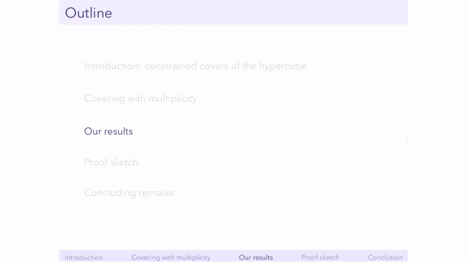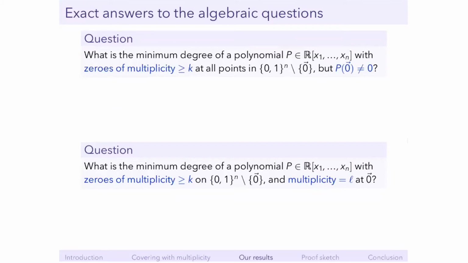Okay, so I now want to tell you about what Lisa and I were able to prove. What we were able to prove is we were able to completely resolve all the algebraic questions that I've showed you up to now. So again, here I've written the two algebraic questions that I showed you before. The first one is, what's the minimum degree of a polynomial such that it vanishes to multiplicity at least k at every point of the hypercube while not vanishing at the origin? And then there's this more general question of, what if I insist on multiplicity at least k, but multiplicity exactly L at the origin? And we're able to completely resolve both these questions.